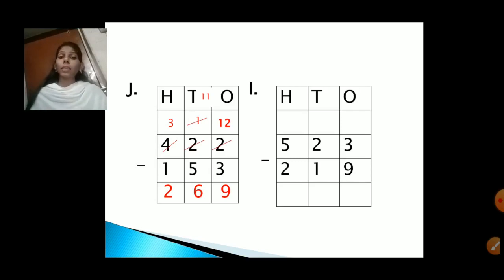Very good. So 3 minus 9. Is it possible? No. So here what will we apply? The concept of borrowing. It means we will take 1 ten, that is 10, from the tens column and we will add it to the 3 ones. So 10 plus 3 equals how many? 13. Very good. So we will cut 3 and we will write 13. Right? Now we will subtract the ones column. 13 minus 9. Now 13 is bigger than 9.